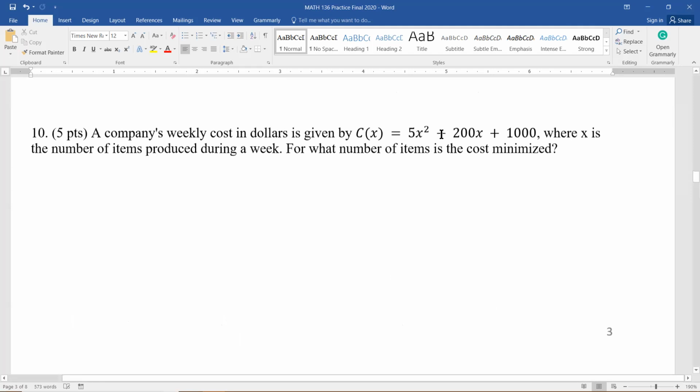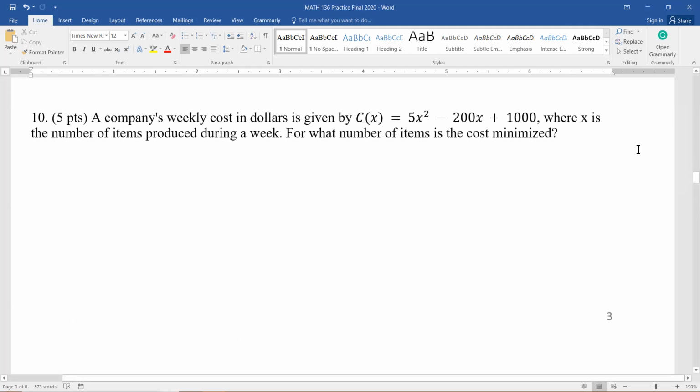Question number 10, a company's weekly cost in dollars is given by this equation where X is the number of items produced during the week. For what number of items is cost minimized? So we're being really asked to find the X value of the vertex. So if I would graph this, it would be a parabola because it's X squared. And we want to find this point down here for the lowest cost.